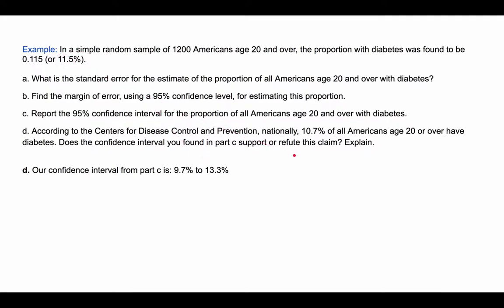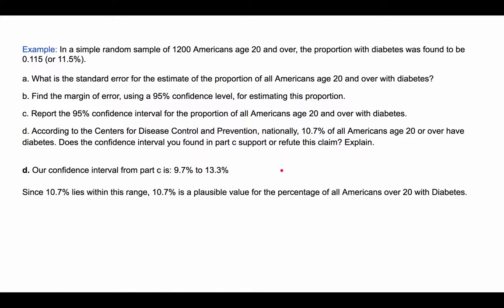So the question is, if the CDC is saying that 10.7% of all Americans aged 20 or over have diabetes, does that make sense given what we found? In this case, the answer is yes. The reason is because 10.7% falls within this range of numbers. It's between 9.7 and 13.3. So it's not only close to these numbers, but it falls within this range. So we're going to say that it is plausible. It's a plausible value for the percentage of Americans to have diabetes. We think it's possible.